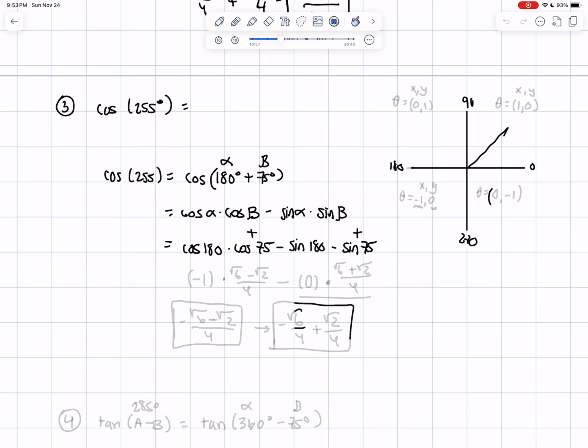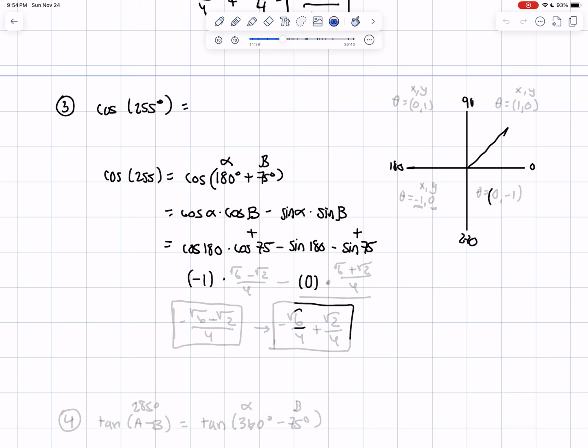But for 180, we have to figure out what the reference angle of that is. So if I were to find the reference angle, I can actually put this in my calculator right away. Cosine of 180, we know, is -1. So that means the cosine of 180 is -1. But what about sine of 180? If I put it in my calculator, sine of 180 gives me 0.